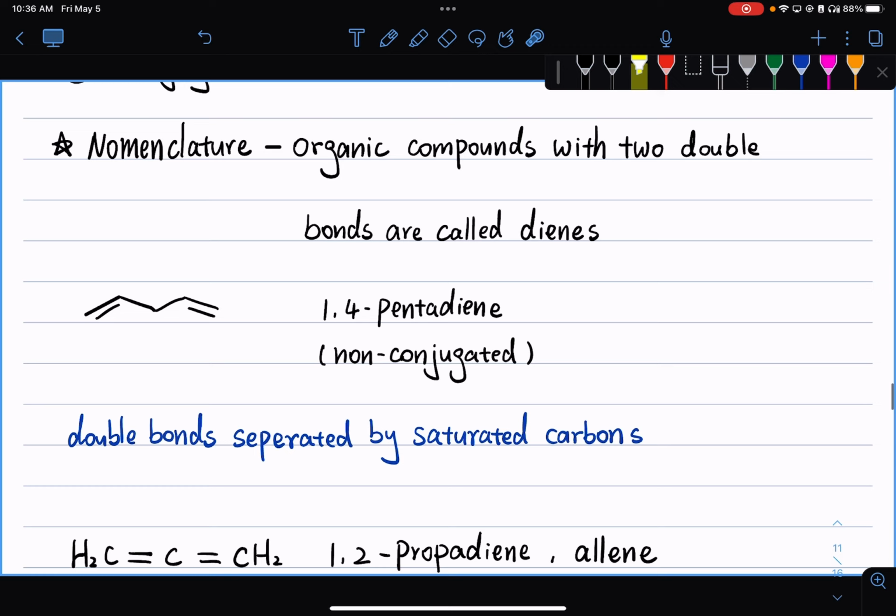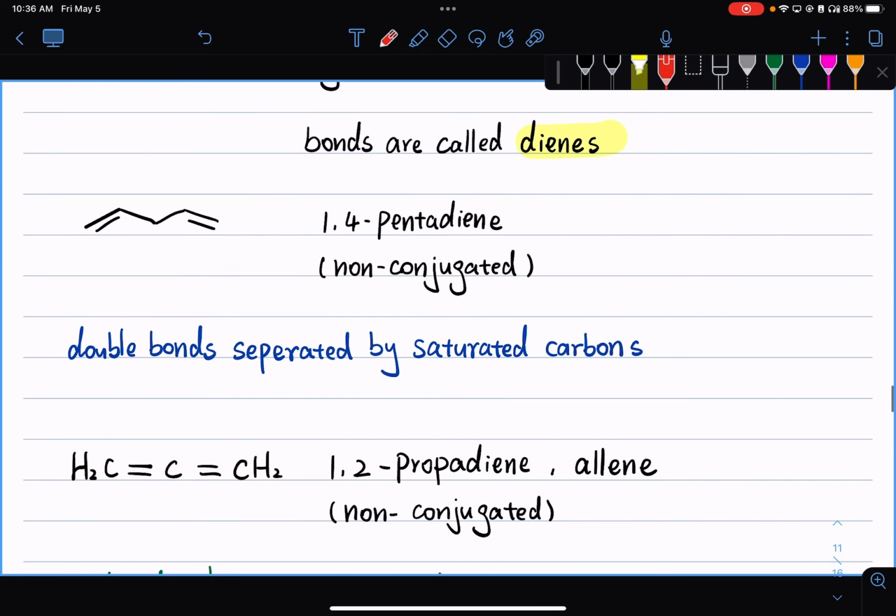So first things first, nomenclature. When we say an organic compound is a diene, it means that compound has two double bonds. And that's it. Any compound with two double bonds is called a diene. We have three big classes of dienes you can work on. The first one is called a non-conjugated diene. Anything that's not conjugated is a non-conjugated diene. It means you have double bonds that are separated by saturated carbons, or sp3 carbons.